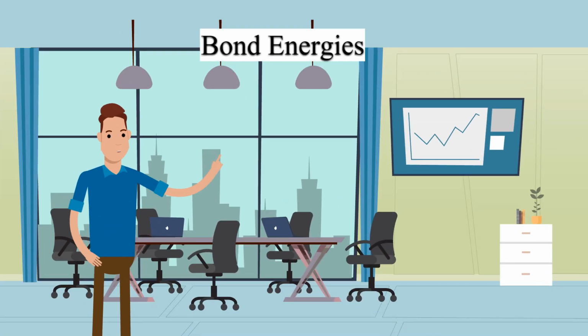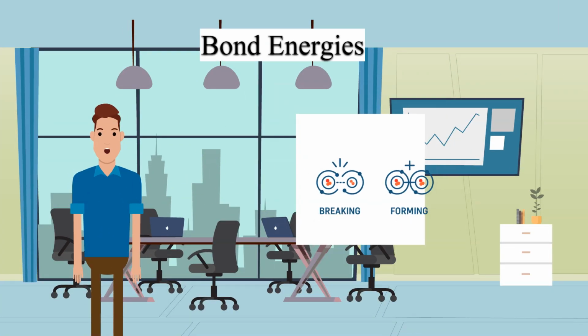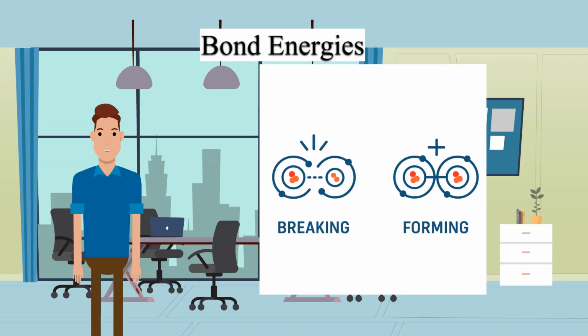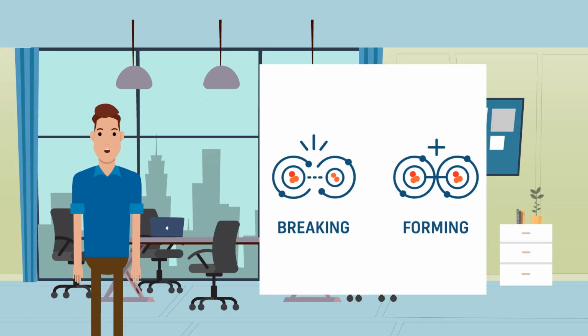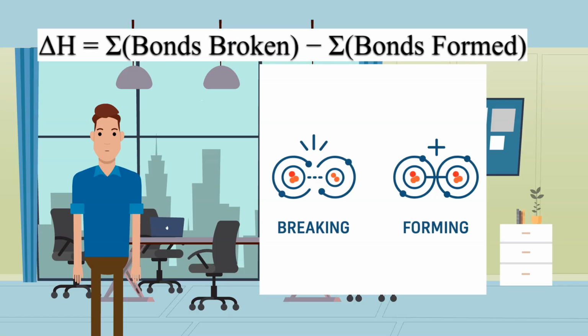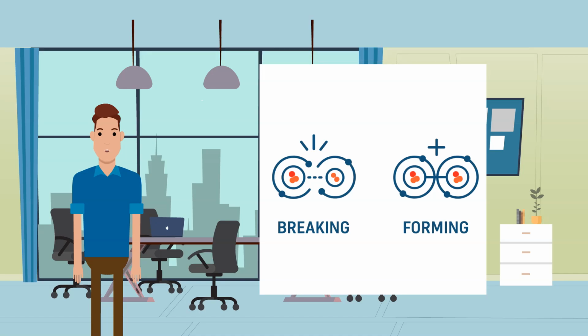Chemical reactions involve breaking and making bonds. Breaking bonds equals energy in, endothermic. Forming bonds equals energy out, exothermic. We can estimate delta H using the following formula. If the total energy released is greater, the reaction is exothermic. If the energy required to break bonds is greater, the reaction is endothermic.